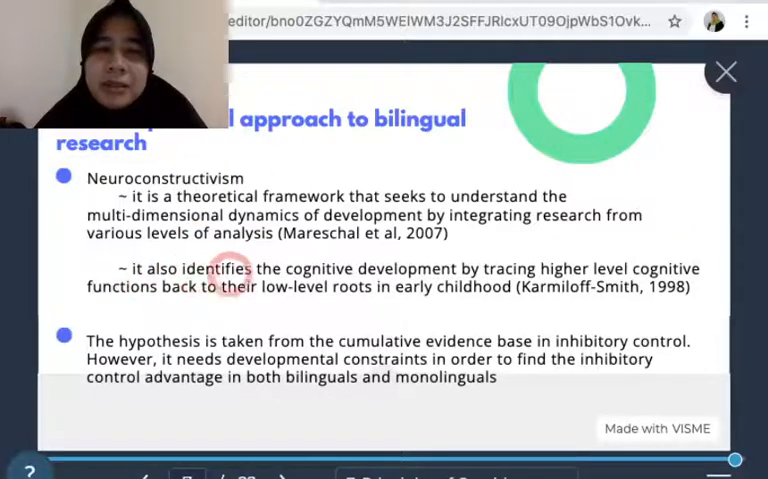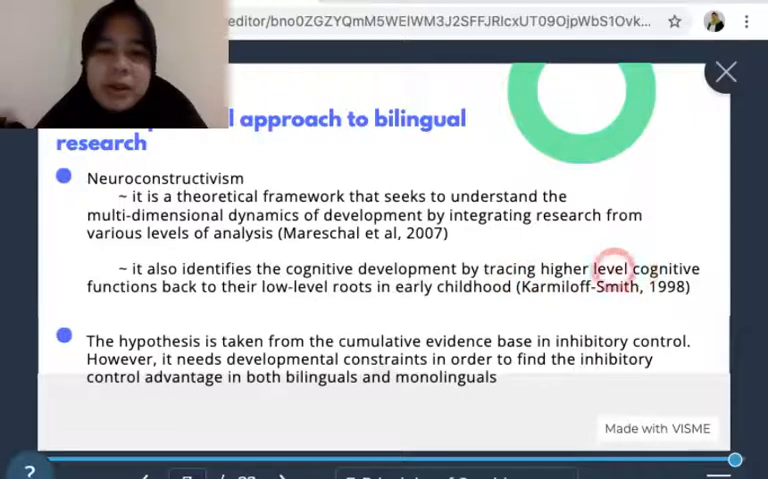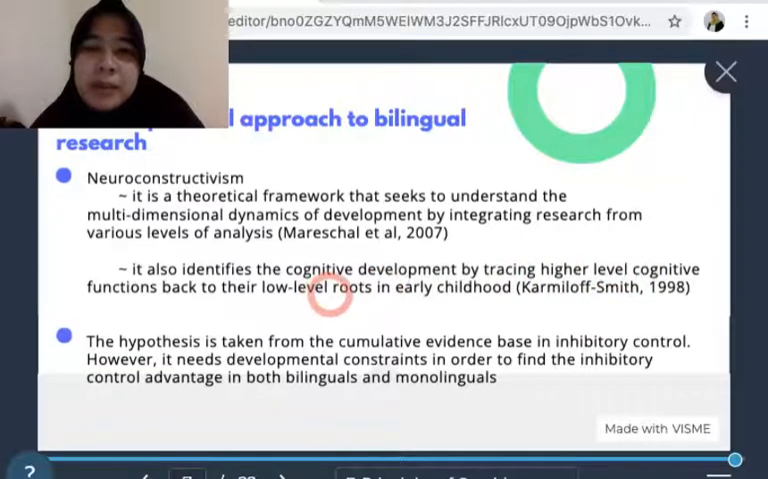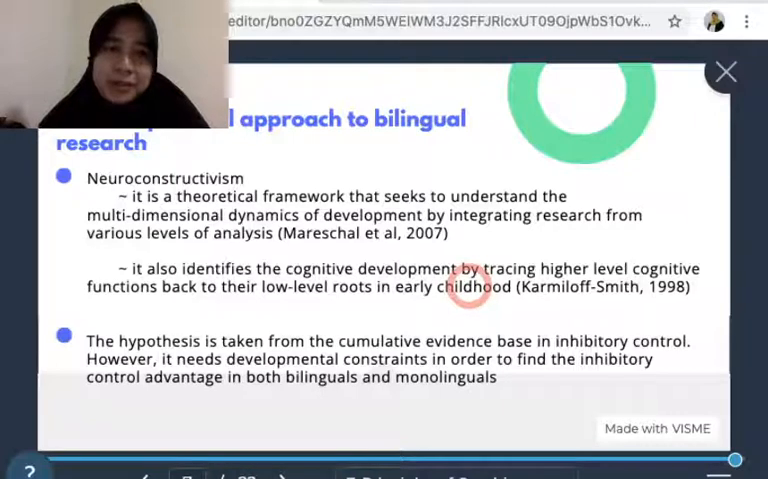It also identifies cognitive development by tracing higher-level cognitive function back to its low-level roots in early childhood. Neuroconstructivism is developmental research. It means that when we want to do research about language, bilingual research, we have to start from early childhood, from the infant.